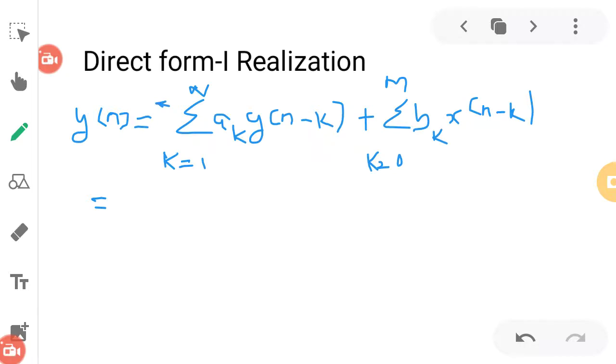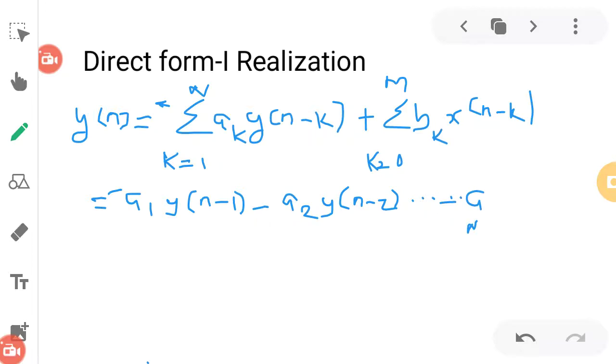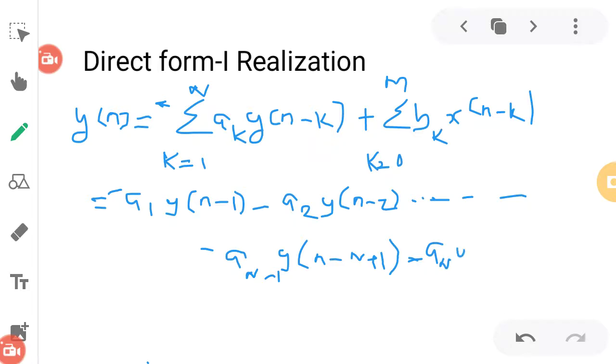Minus a1 into, when k is equal to 1, y of n minus 1, minus, next k is equal to 2, minus a2 into y of n minus 2, like that it will go, and the last term will be minus a n into y of n minus N, with the previous term being minus a n minus 1 into y of n minus N plus 1.